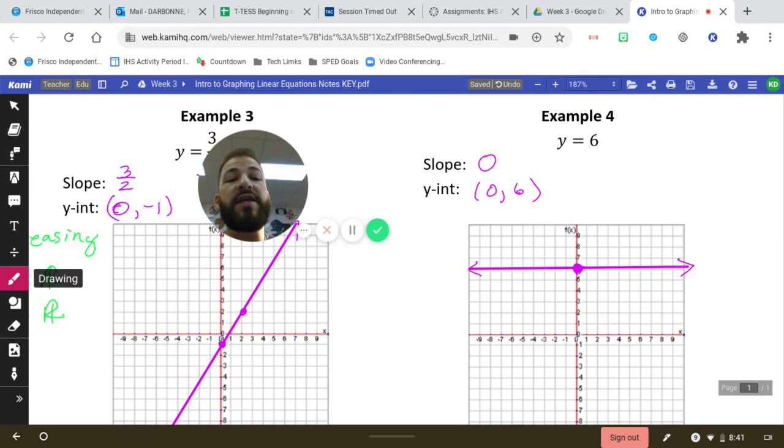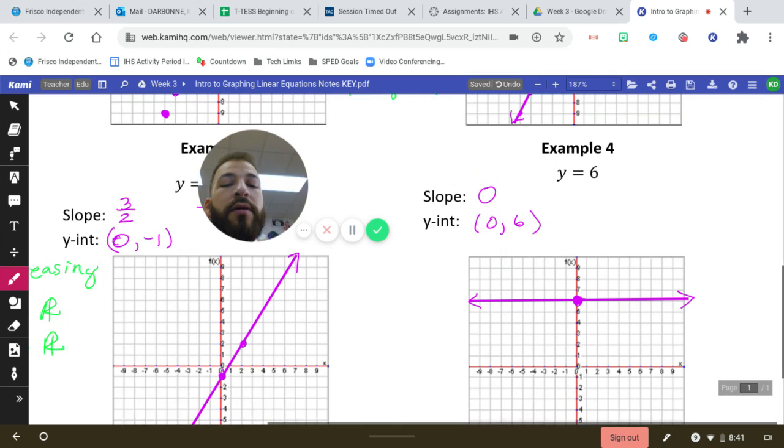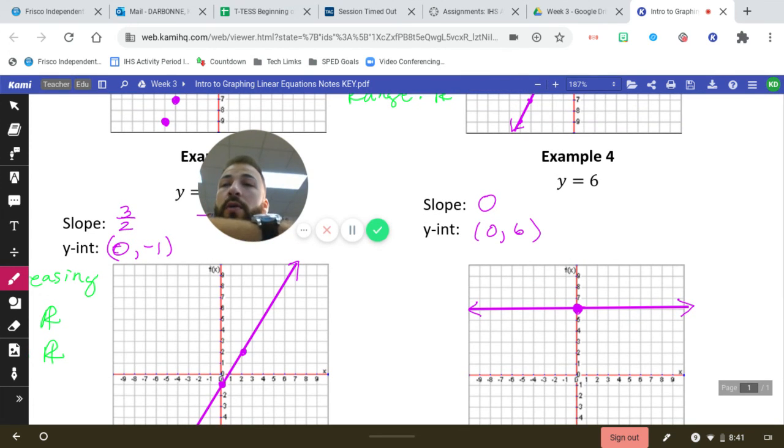So let's talk about those key features. We have our slope, we have our y-intercept. We don't even go through the x-axis, so we don't have an x-intercept to worry about. Increasing or decreasing, well, if the slope is 0, then I'm never going up or down. So we would say neither, or you could say it's just constant.